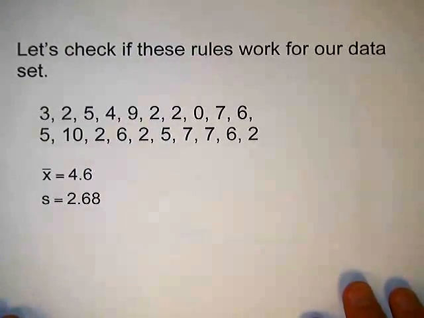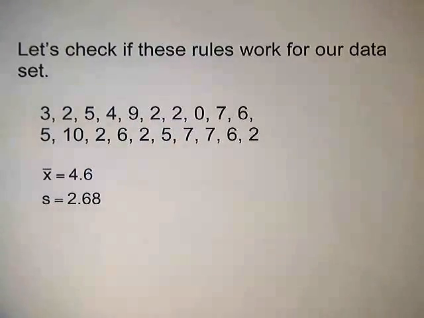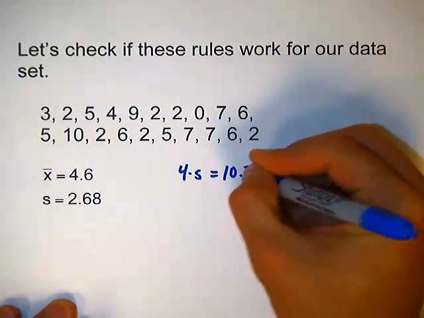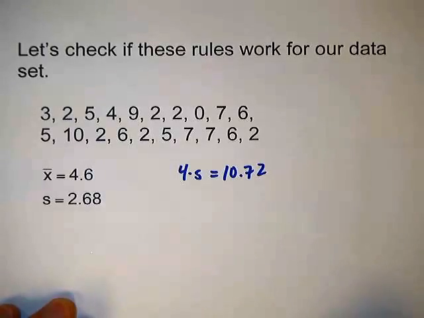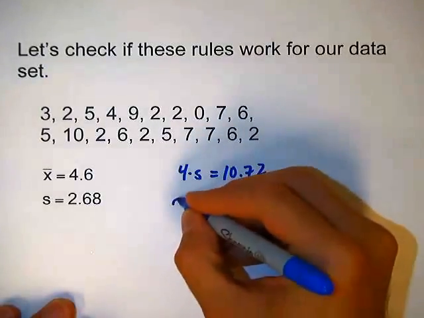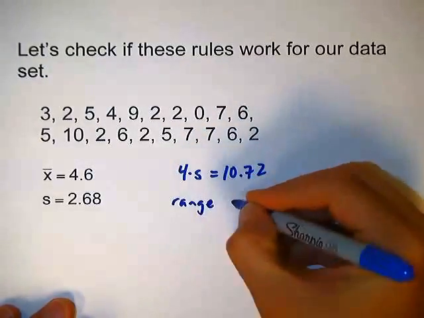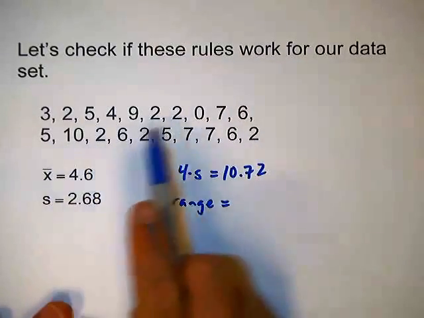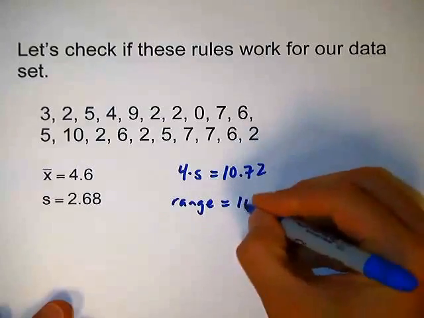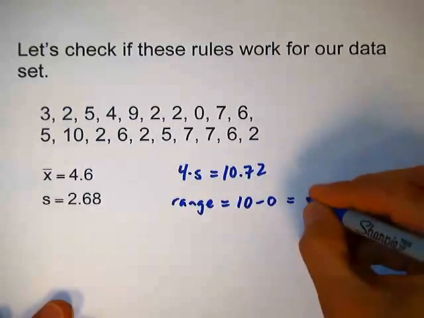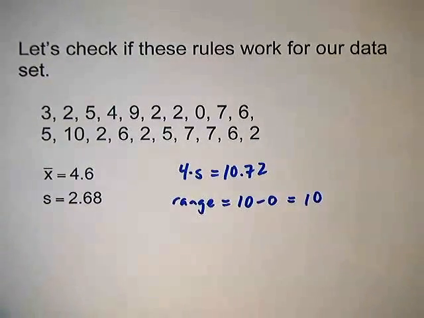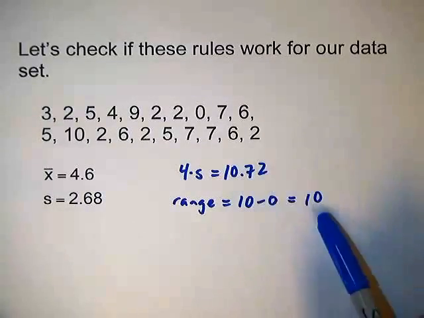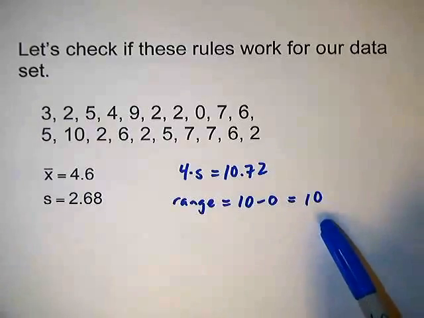Let's check to see if these rules work on our data. What we already calculated was 4 times the standard deviation, which was about 10.72. Now our range is the maximum minus the minimum: 10 minus a minimum of 0, so 10 minus 0, which is 10. These two values are pretty close. Obviously they're not exactly the same, but they are a good approximation of each other.